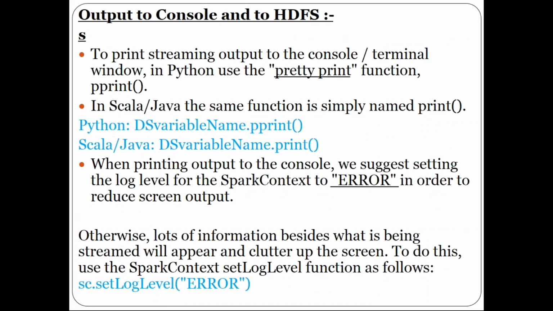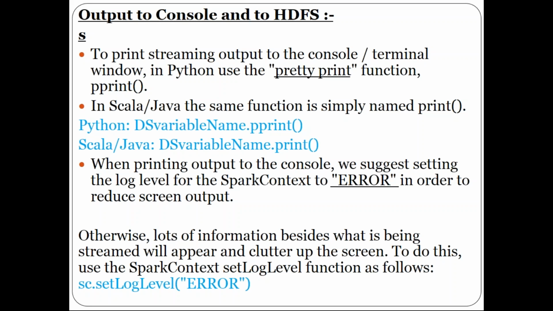When printing output to the console, we suggest setting the log level of Spark context to error in order to reduce the screen output, which means you have a logging mechanism called in 3 layers. One is info, 2 is warning, 3 is error. If you want to save your HDFS space, if you don't want all the trash and you want only error messages, you can put sc.setLogLevel equal to error. Otherwise, a lot of information besides what is being streamed will appear and clutter up the screen. To do this, use sc.setLogLevel equal to error.